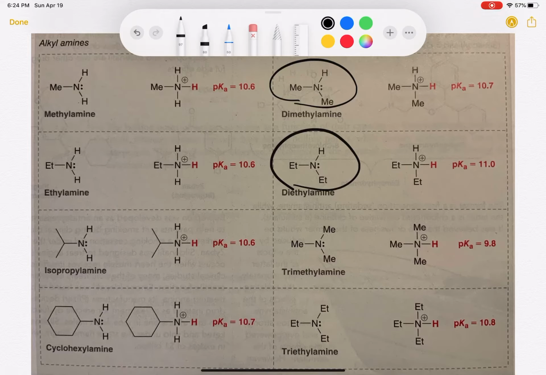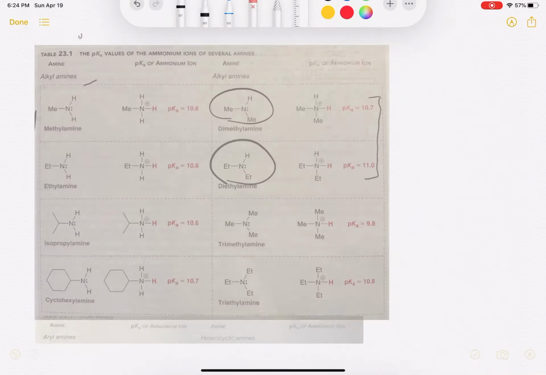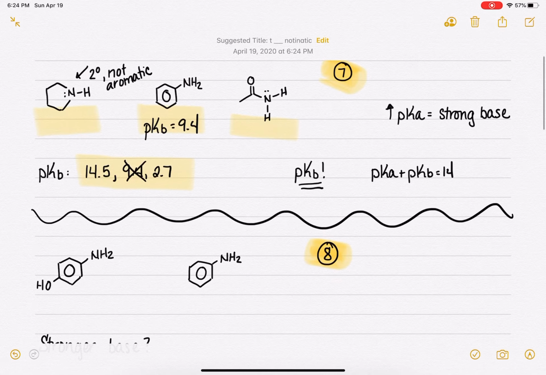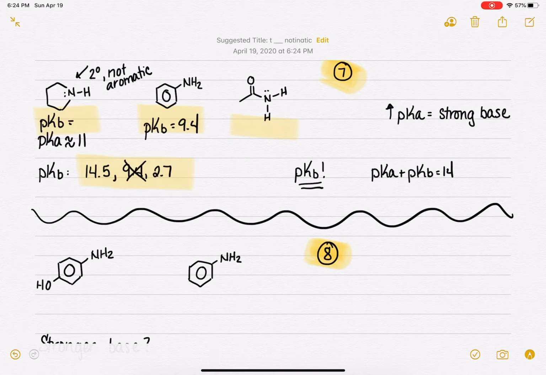Looks like I'm scanning over them real quick. I might be missing one. And they have pretty similar pKa values. They're around 11 or so, approximately. So we could generalize. We could say maybe this guy's pKa is about 11. If this guy's pKa is about 11, then it would make sense for the pKb to be 2.7. That would be logical.